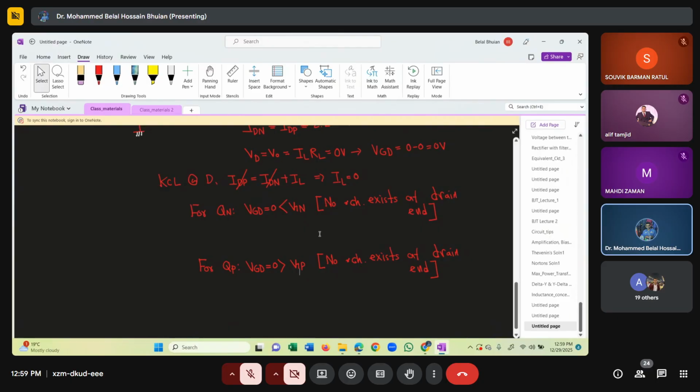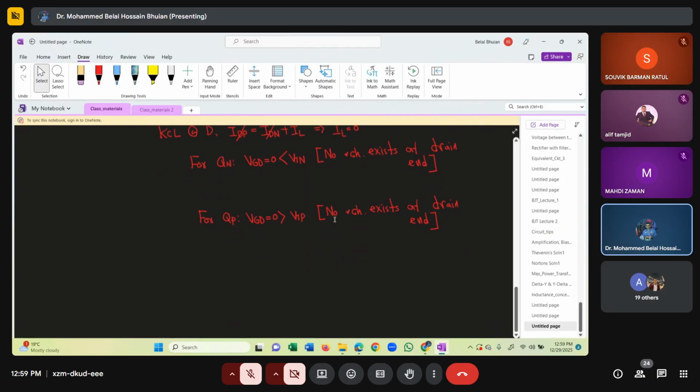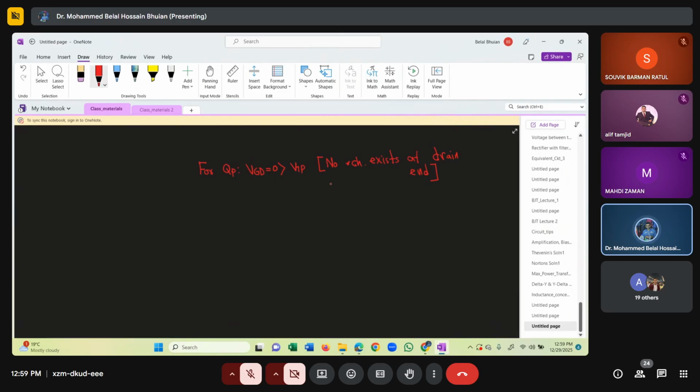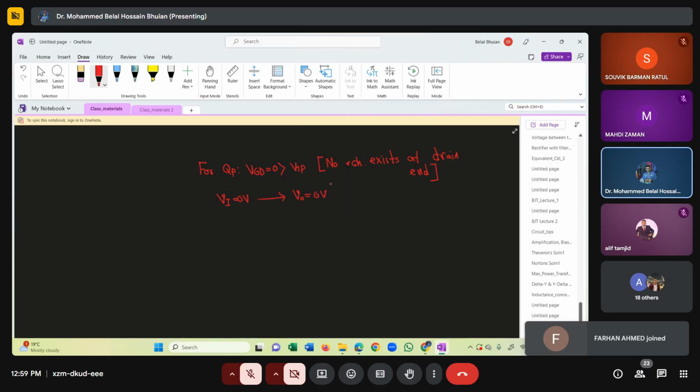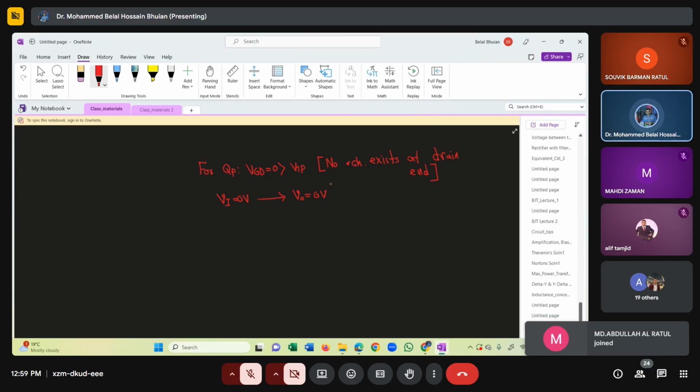So for both QN and QP, both the MOSFETs are operating in the saturation region. তাহলে our assumption is right. That means when Vi equals 0 volt, then output V naught is equal to 0. তার মানে হচ্ছে আমরা 0 জন্য 0 পাচ্ছি। So this is our case 1.